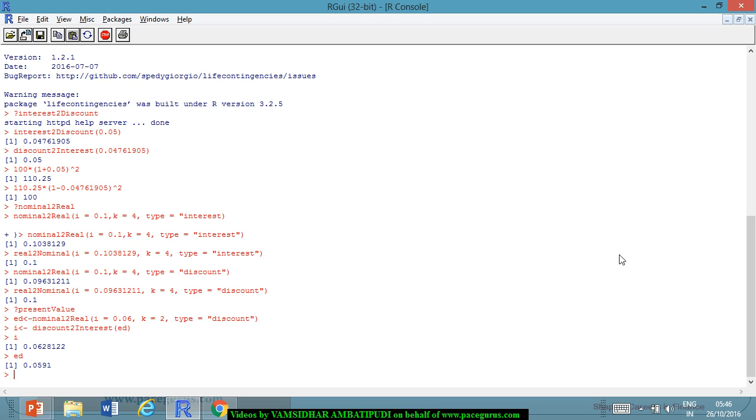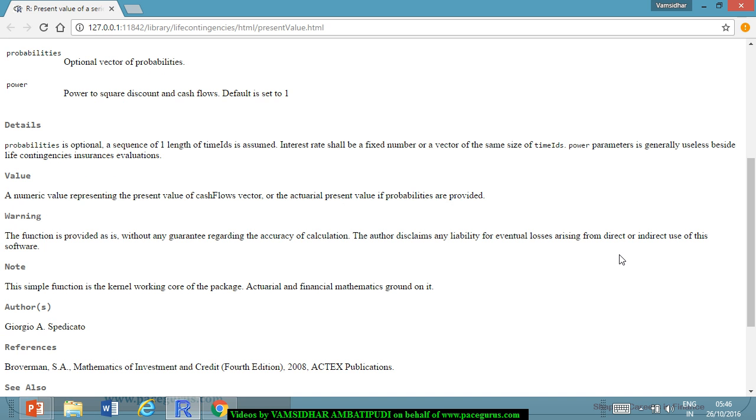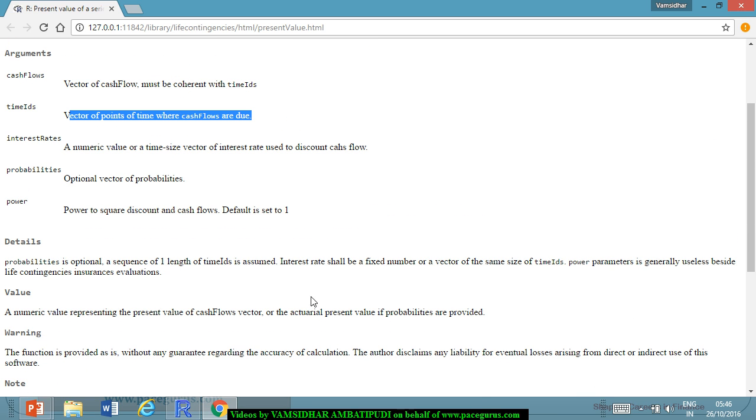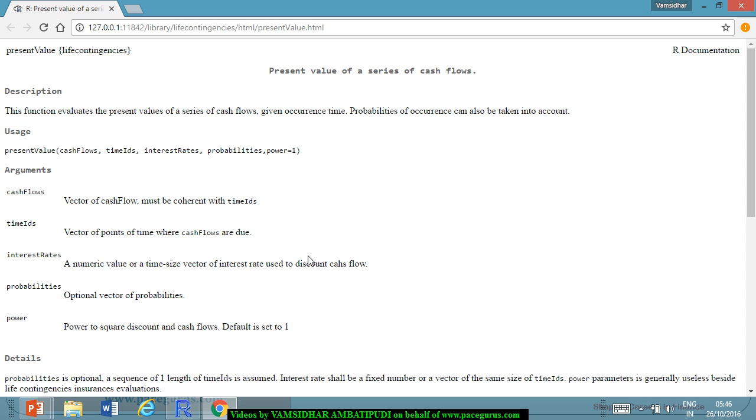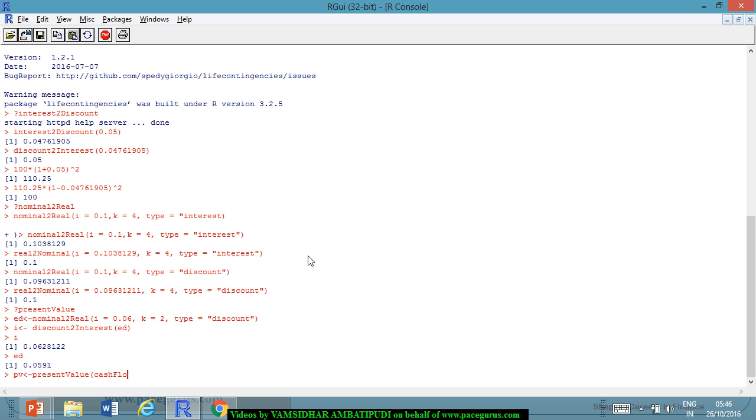Now I can find out the PV, which is the present value, by using the present value function. What are the inputs that I have to give? In the present value function, I have to give these inputs. So let me give cash flows. Anyhow, it's one single cash flow, but if we have multiple, I'll show you what to do. We can use them in the C function. So I'm setting cash flows equal to 1000.